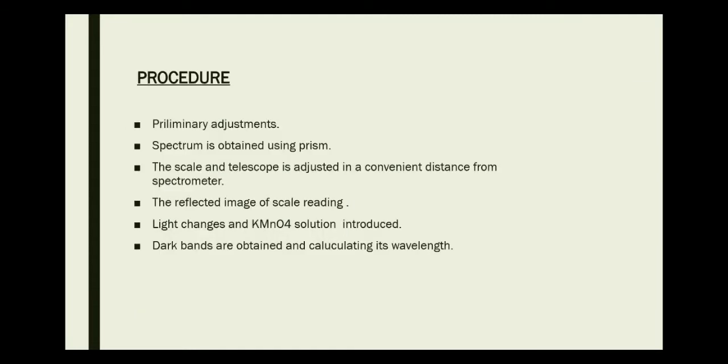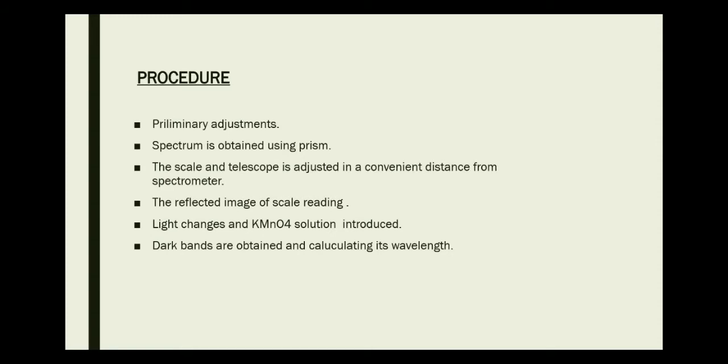Then the procedure for this experiment: the preliminary adjustments of the spectrometer are done, that is, the focusing of the telescope, adjusting of the prism table, etc. Then the mercury light is switched on. The prism is mounted on the prism table and the spectrum is obtained. Initially, the scale is adjusted and the scale readings are found on the mirror, and the scale readings are found through the telescope. This is the initial setup.